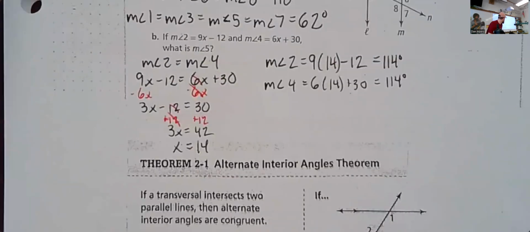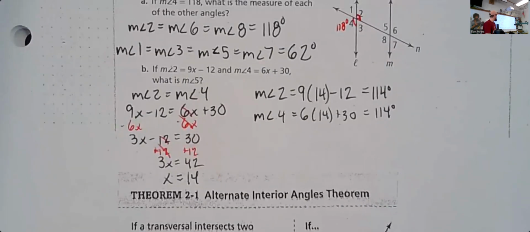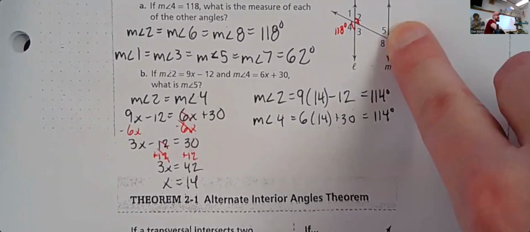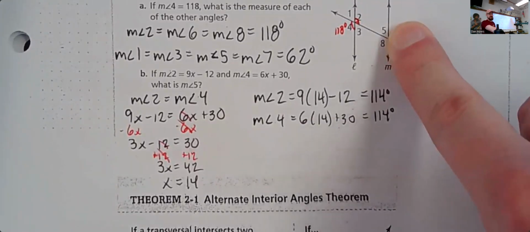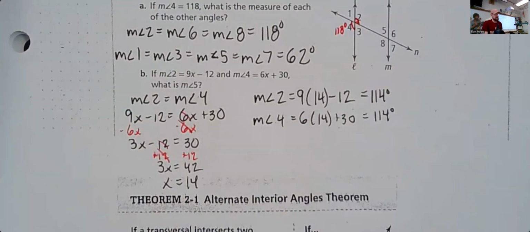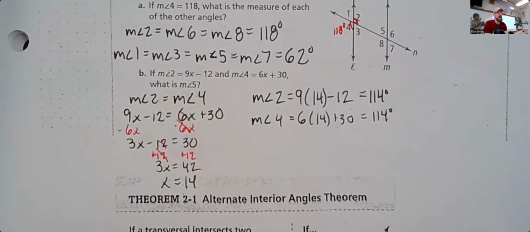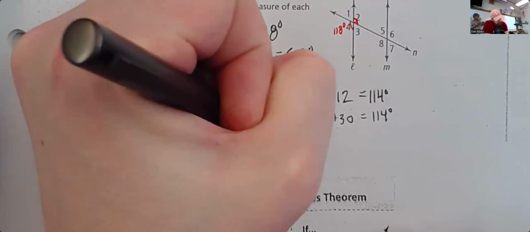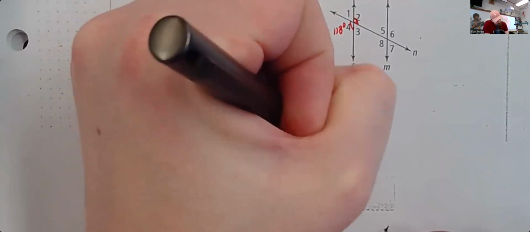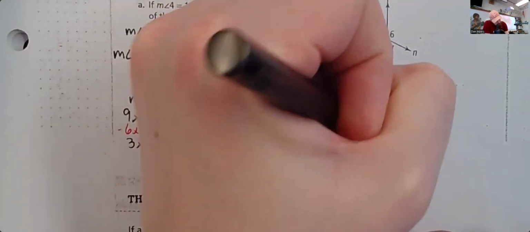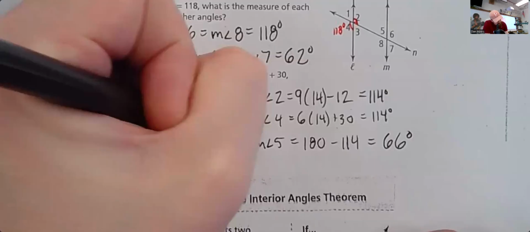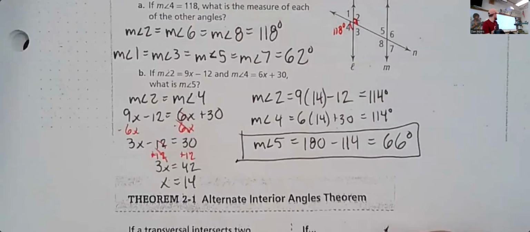So if angles 2 and 4 are both 114 degrees, how many degrees is angle 5? That's the question here. We want to know how many degrees angle 5 is. 66 degrees. Why? Equals 66 degrees. Nice. There it is.